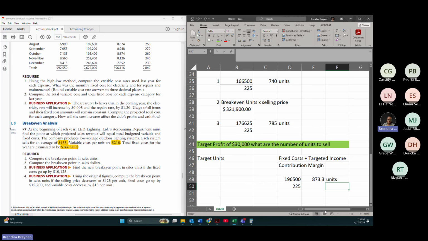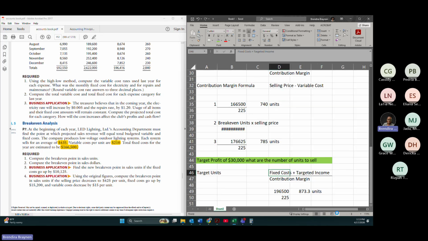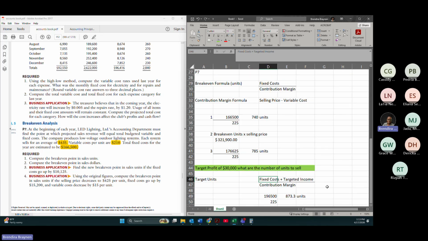So pay attention to that as well. But always round at the end. But at the end of the day, if I wanted to find my target units, this is how I figure out the target units. Same formula. It's just that I'm adding the targeted income to my fixed costs. Any questions? I'm extending it so you could take a picture of it.